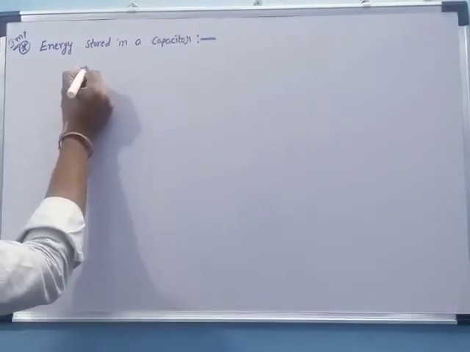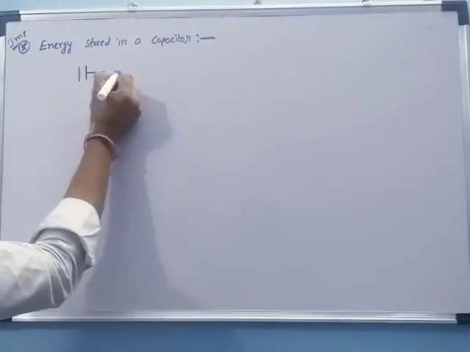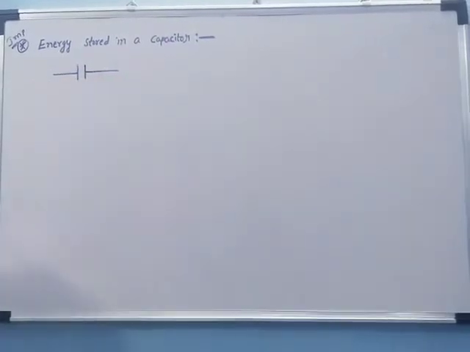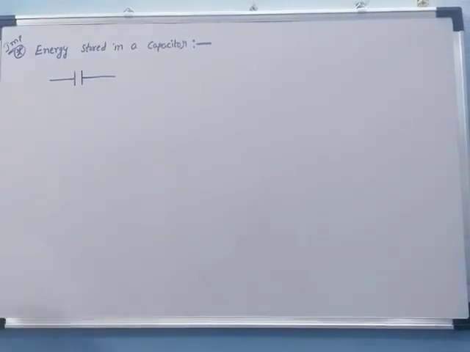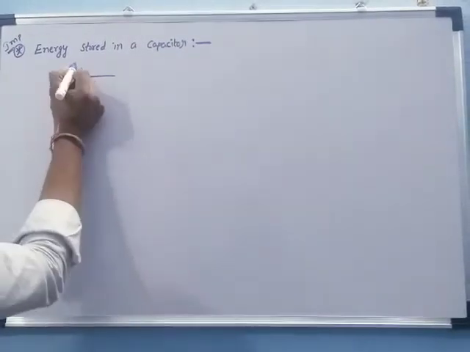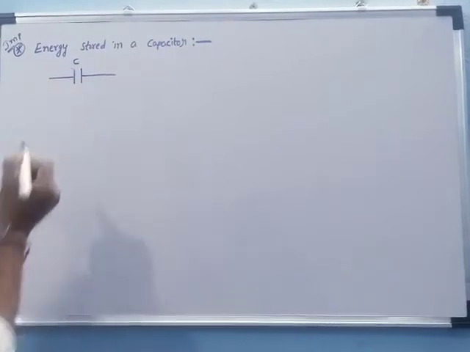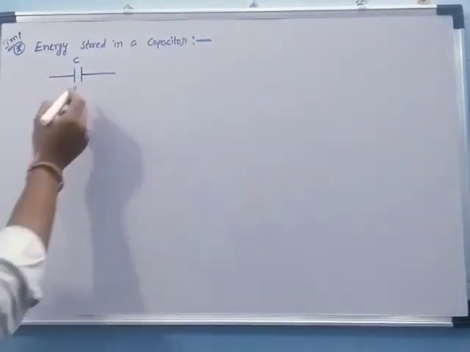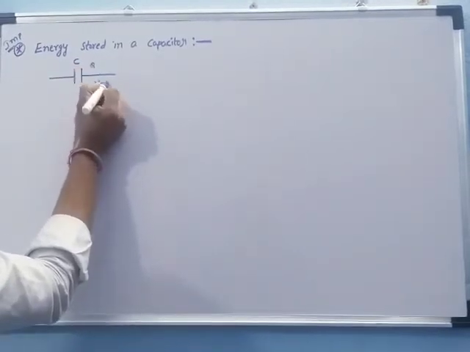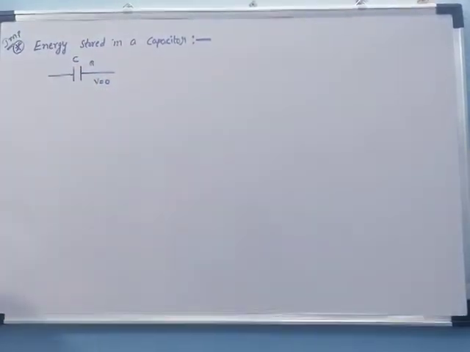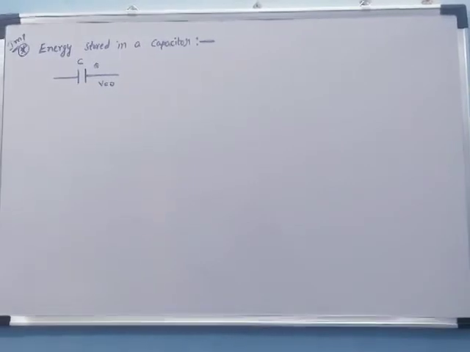Let us consider an uncharged capacitor. What is considered an uncharged capacitor? It is not connected with a battery. Now, an uncharged capacitor of capacitance C, and charge on this capacitor is Q, but potential V is equal to 0 because it is not connected with a battery.